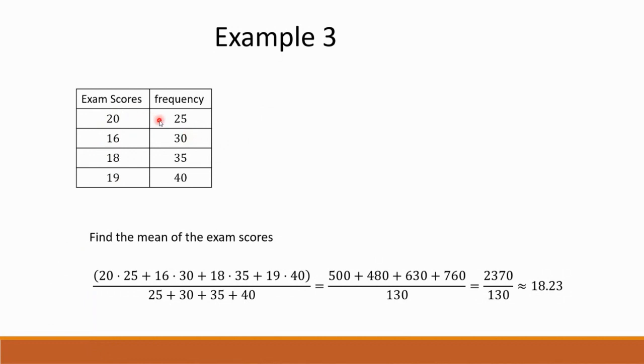We just multiply them by their frequencies. So for the mean, for the sum of the data values, we have 20 times 25, 16 times 30, 18 times 35, 19 times 40. That's what the sum of them is. You could list them all one by one. You would have 20 listed 25 times, and if you added those values you would get the same thing as 20 times 25. So you just multiply each data value by its corresponding frequency.